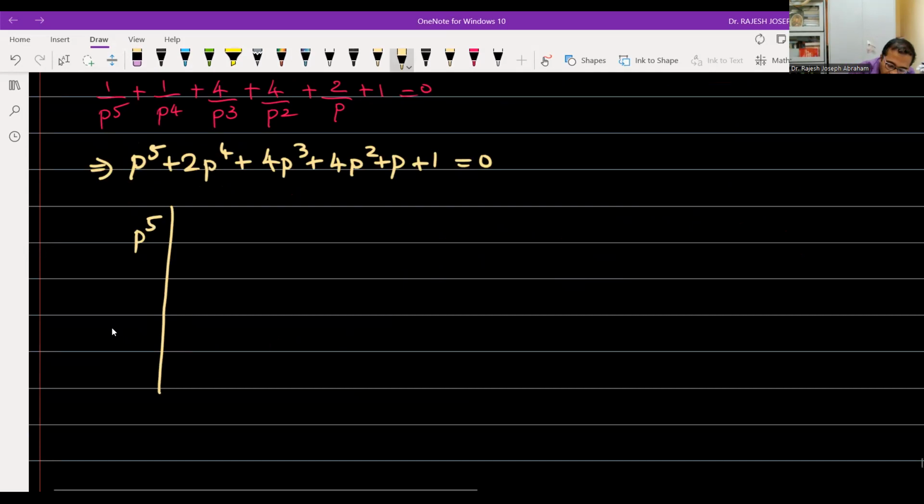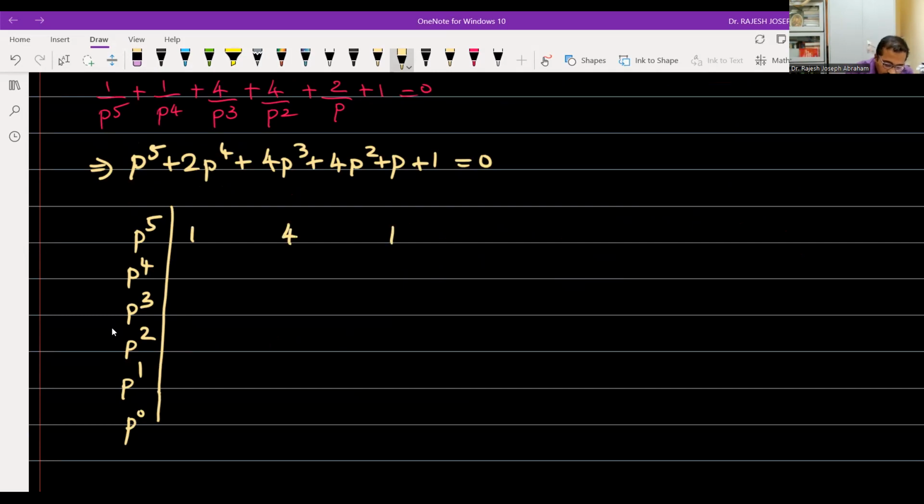So P raised to 5, P raised to 4, P cube, P square, P raised to 1, P raised to 0. What is the first row? 1, 4, 1. What is the next row? 2, 4, 1. What is the next entry? 2 into 4, 8 minus 1 into 4, 4. Divide by 2. That means 2. What is the next thing? 2 into 1, 2 minus 1 into 1, 1. 1 by 2. That means 0.5.